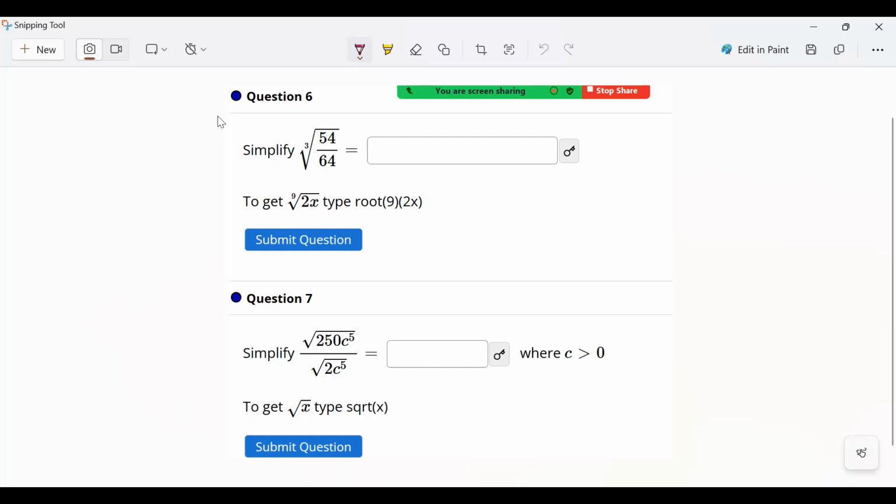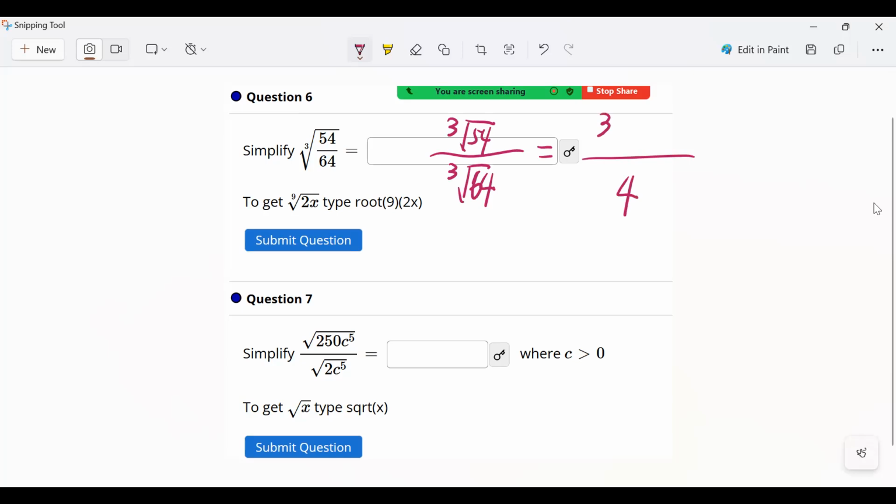Let's go over these solutions here. So this one is split up as cubic root of 54 over cubic root of 64, right? Separately. And cubic root of 64, that's 4. And then on the top, we get a breakdown as 27 times 2. Cubic root of 27 is 3. So 3 cubic root of 2 over 4.